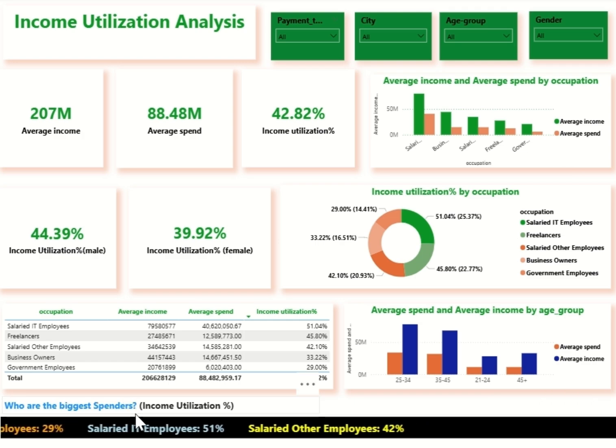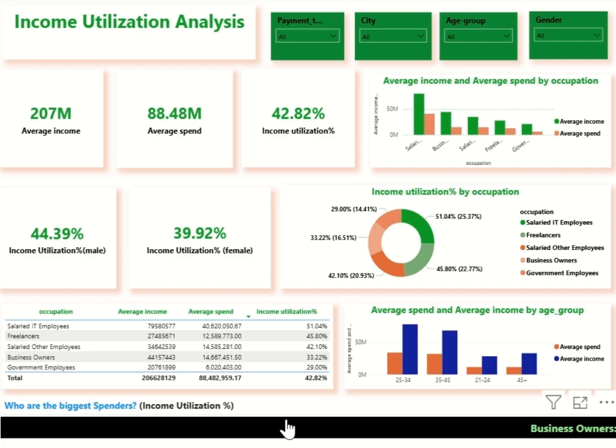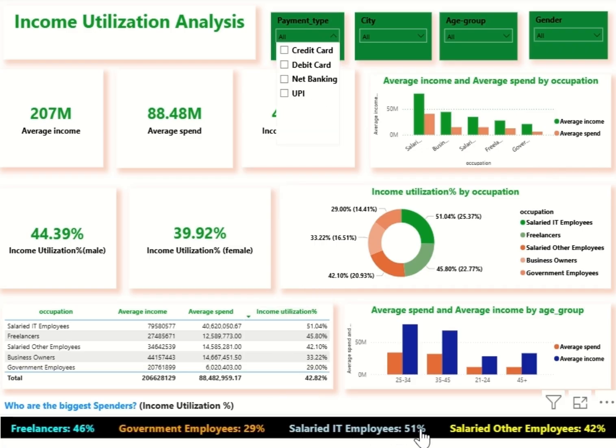And then here we have the scrolling ticker. This scrolling ticker shows us the income utilization of each and every occupation. I wanted this to look like a real-time analysis, that's why I put this scrolling ticker. It also changes depending on, for example, the filter. Let's say, for example, business: before I use the filter, the income utilization is 33.